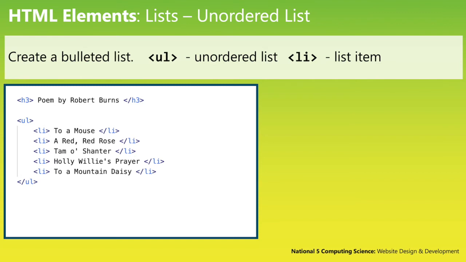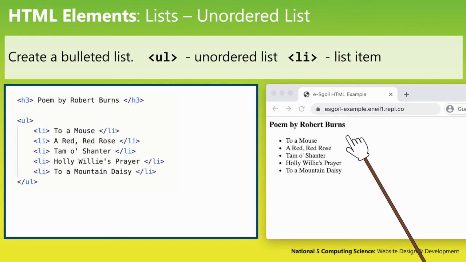The first one is an unordered list. And an unordered list means that the list items are in a bullet pointed list. So the code on the left, when it is run in a browser, will look like this. We've got a heading and then we have got our 5 bullet pointed items.